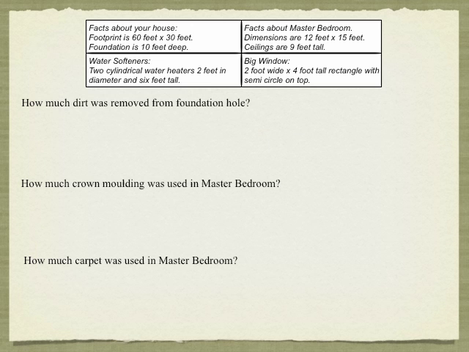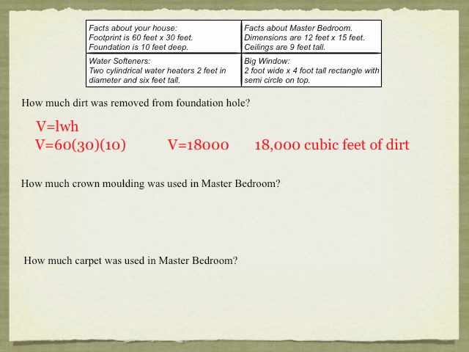So how much dirt was removed from the hole? Again, we know that it was volume. We know volume is equal to length times width times height if we look at our formula sheet. So we have 60 times 30 times 10 because our footprint's 60 by 30 and it's 10 feet deep. So that's 18,000. 18,000 what? Look at your units. It would be cubic feet. Volume is always measured in cubic units.